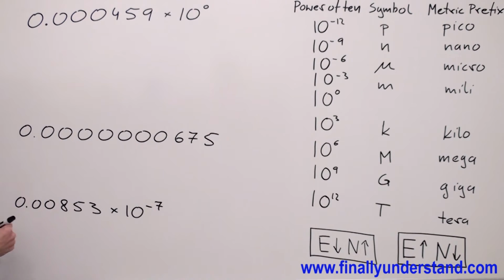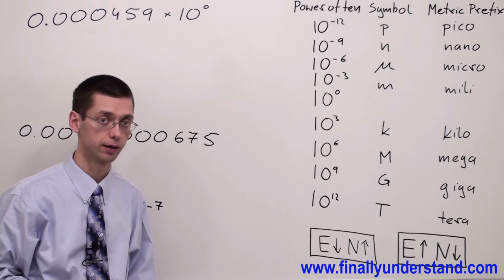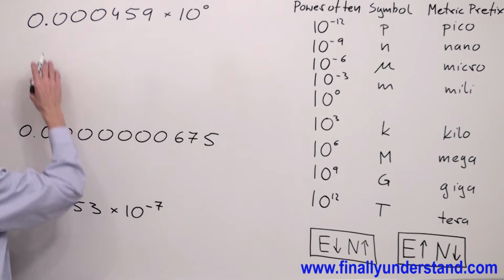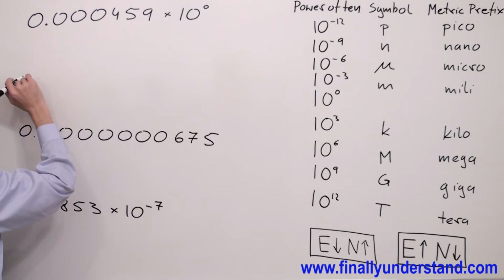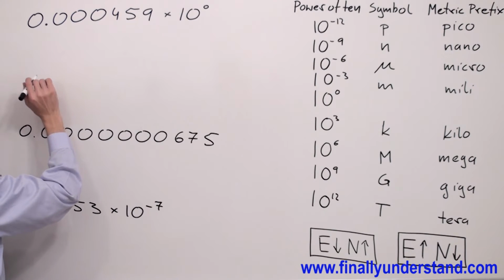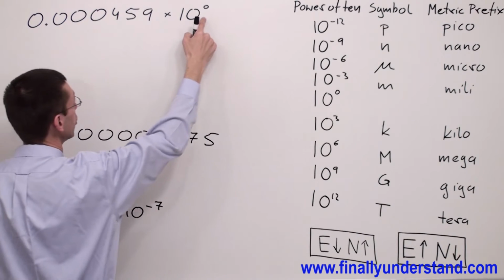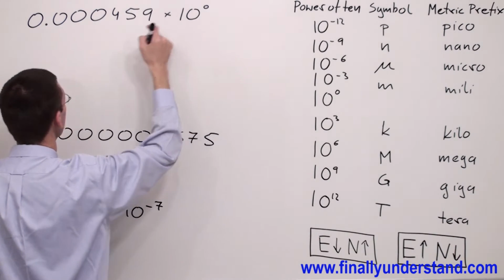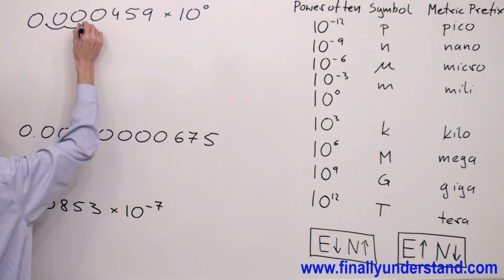And according to the rule, we're supposed to have a number on the left side of the decimal point between 1 and 999. In this case, on the left side of the decimal point, I have 0. So this is not okay with the rule of engineering notation. So I have to move my decimal point to the right. And because my exponent over here is 0, I have to move my decimal point 3 times.